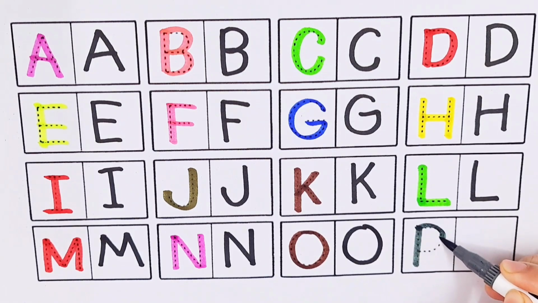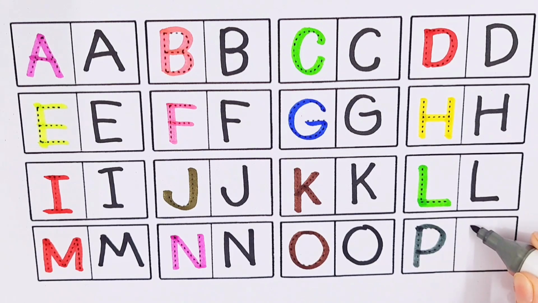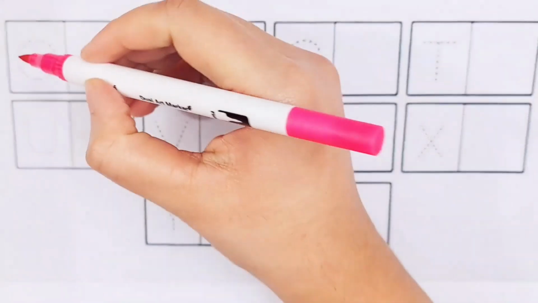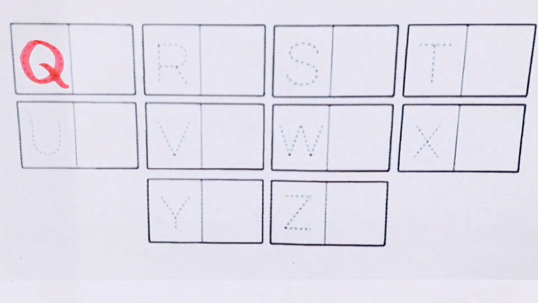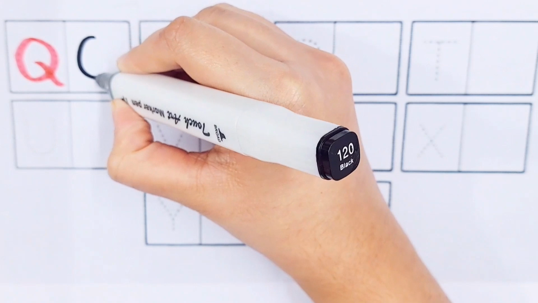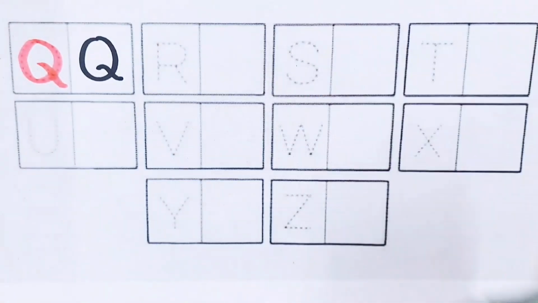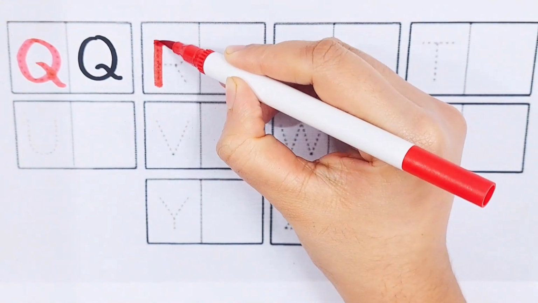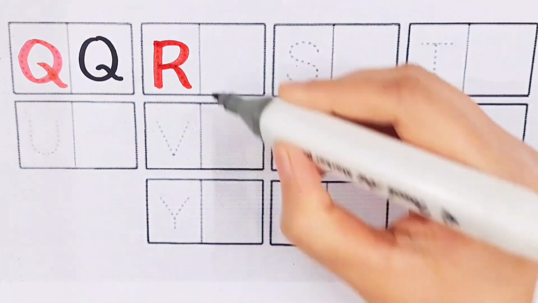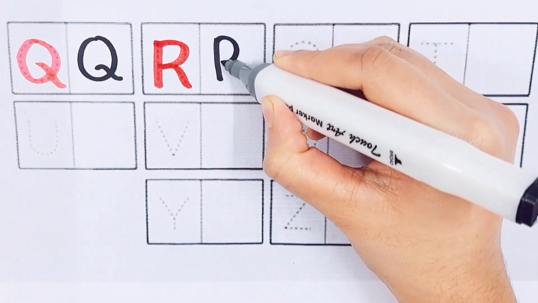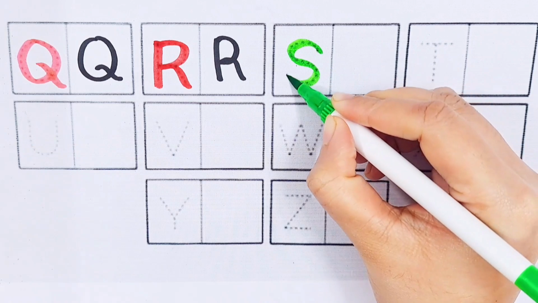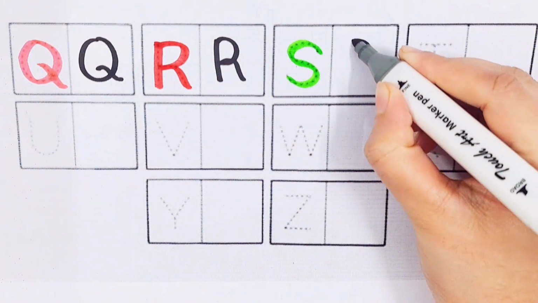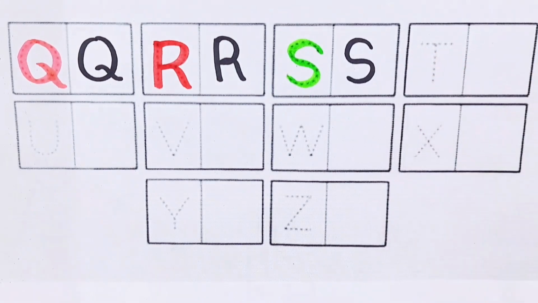P for peacock. P for pencil. Q for quilt. Q for queen. R for rose. R for ring. S for school. S for sky.